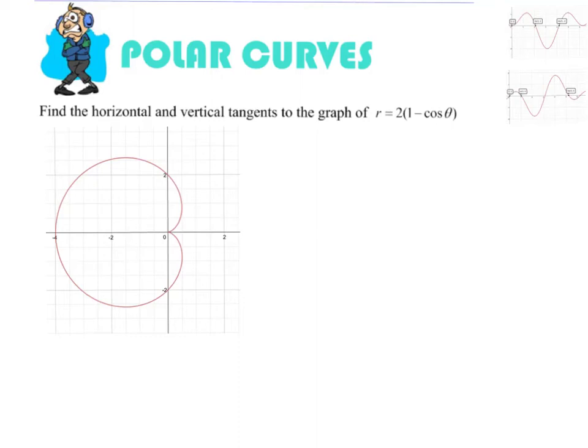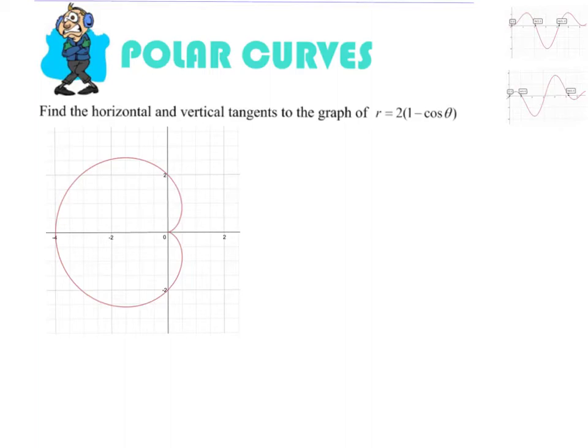Okay, we're going to do a little bit of review of polar coordinates here. There's a lot of things going on in this one page, and a lot of little things that we can review. You see it says find the horizontal and vertical tangents of the graph. Of course, horizontal and vertical tangents, these are places we need the derivative.